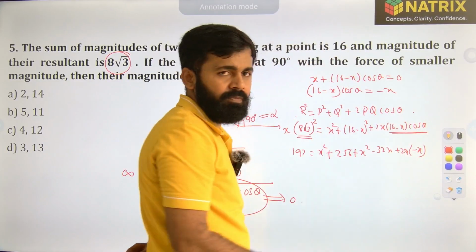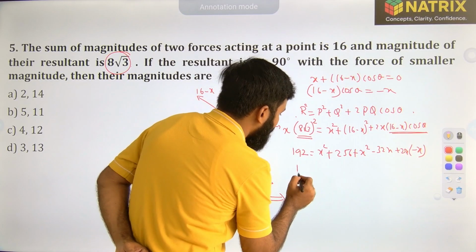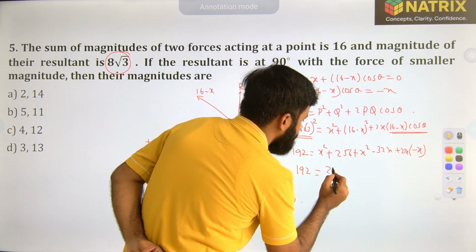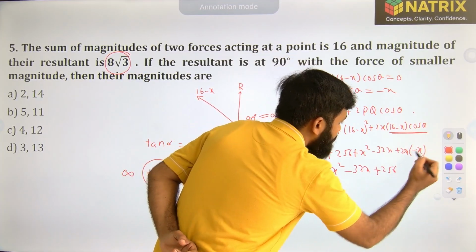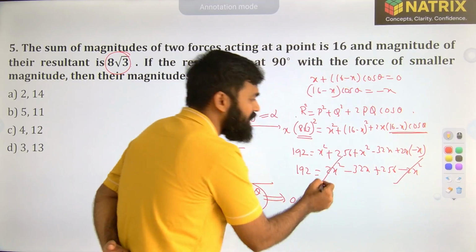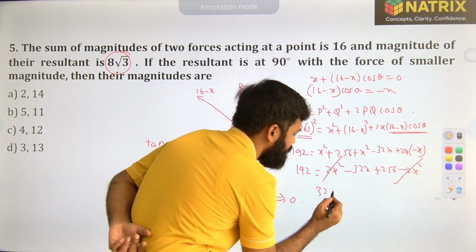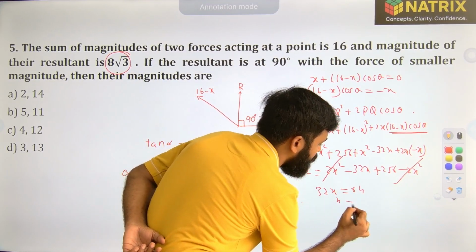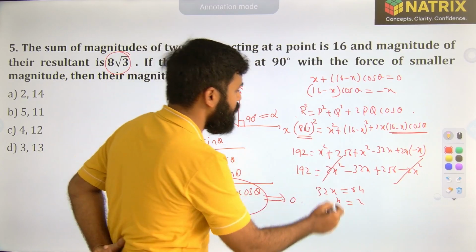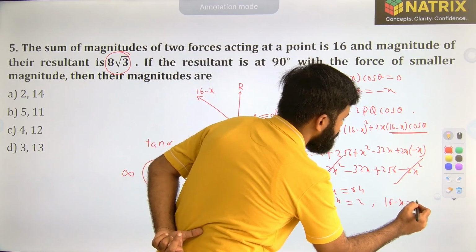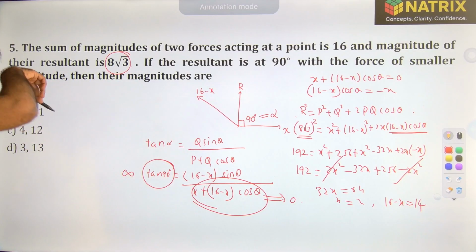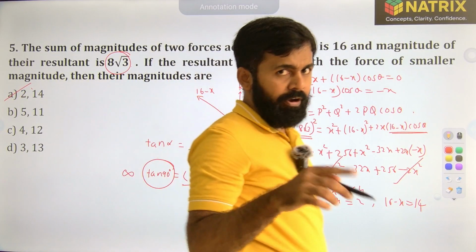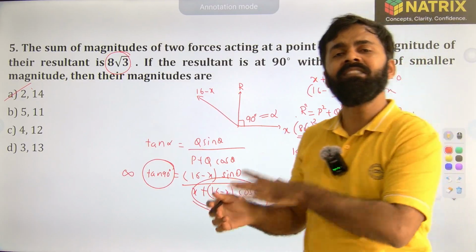We have our result. Now look at this. 192 is equal to x square plus x square, 2x square minus 32x plus 256. This is minus 2x square. These two cancel. We get 32x is equal to 64. x is equal to 2. If x is 2, the other force is 16 minus x, which will be 14. So the magnitudes of my forces are 2 and 14. This is the answer.